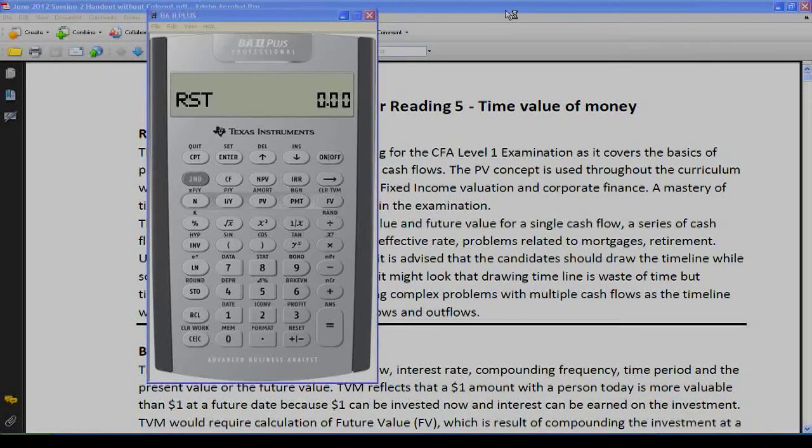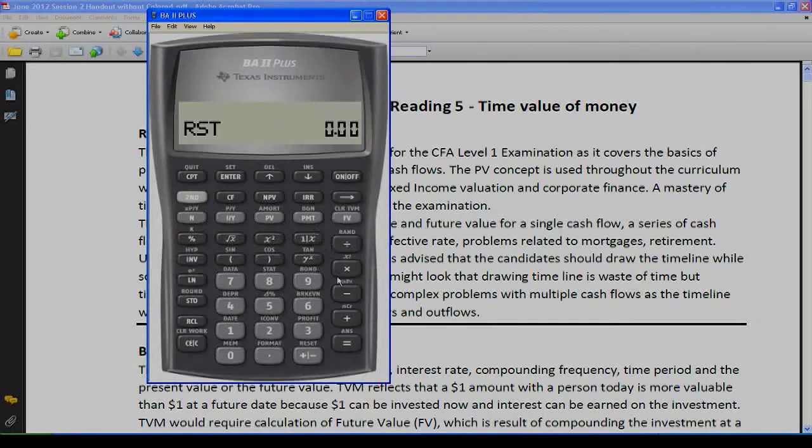Okay, so we will be requiring to use this calculator, and you have to become proficient in using it. There are two modes of BA II Plus. One is this mode which you are seeing, which is the professional version. There is, however, one version which is a student version also.